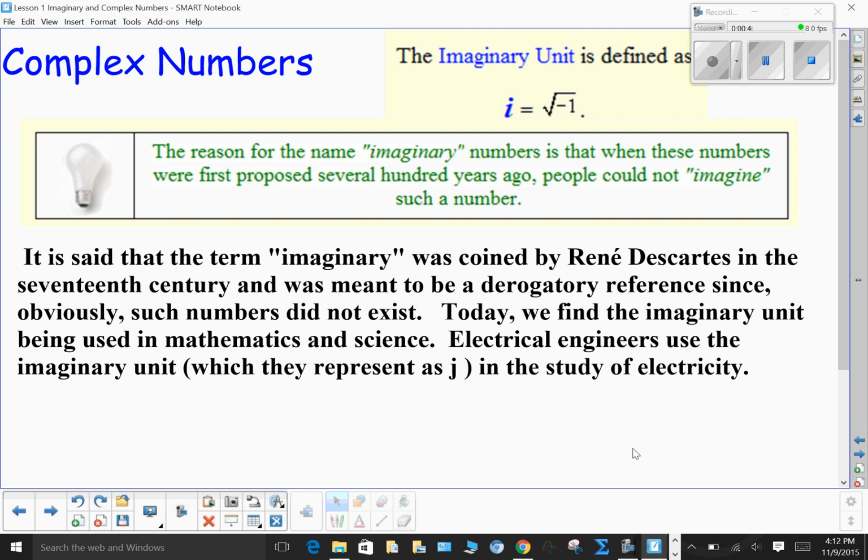The reason for the name imaginary is that when these numbers were first proposed, people could not imagine such a number or really a use for them. The term imaginary was coined by René Descartes in the 17th century. It was actually a derogatory reference, since obviously such numbers did not exist and had no use. Today, however, we find the imaginary unit very useful in both mathematics and science. Electrical engineers in particular use the imaginary unit, which in some electrical engineering books you'll see represented as the letter j instead of i when you study electricity.